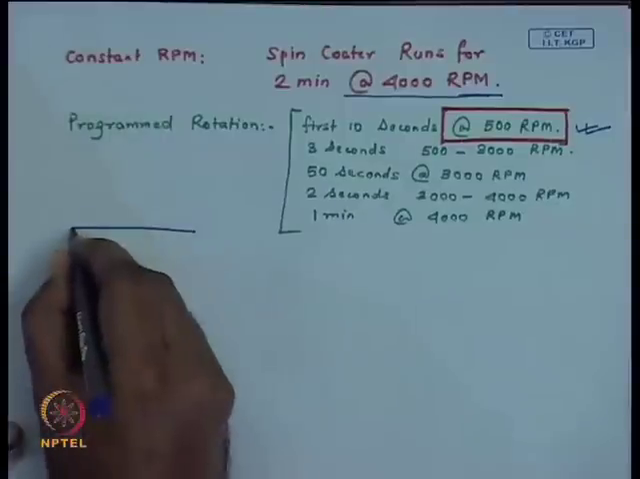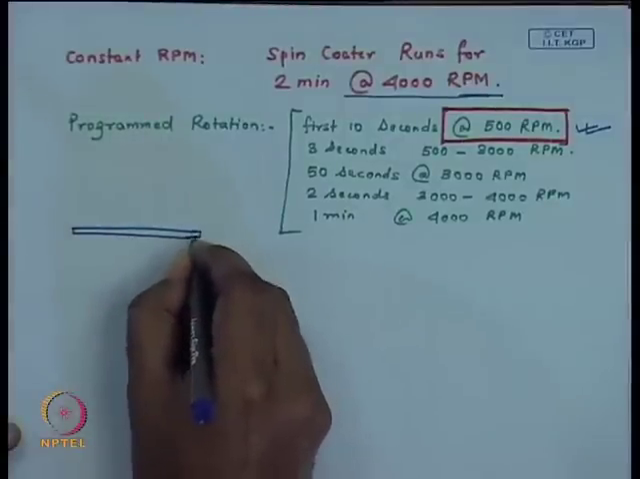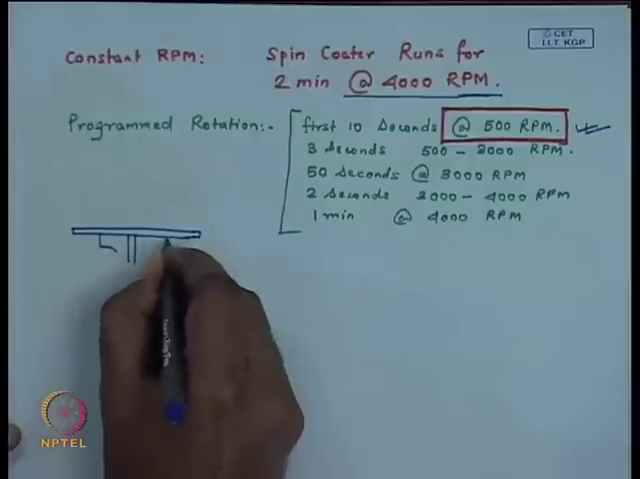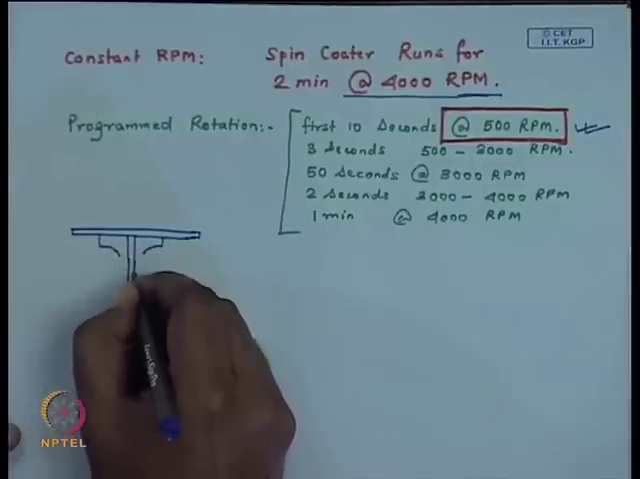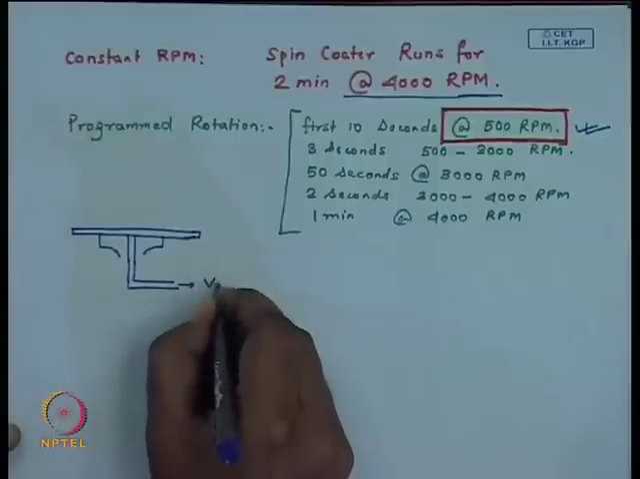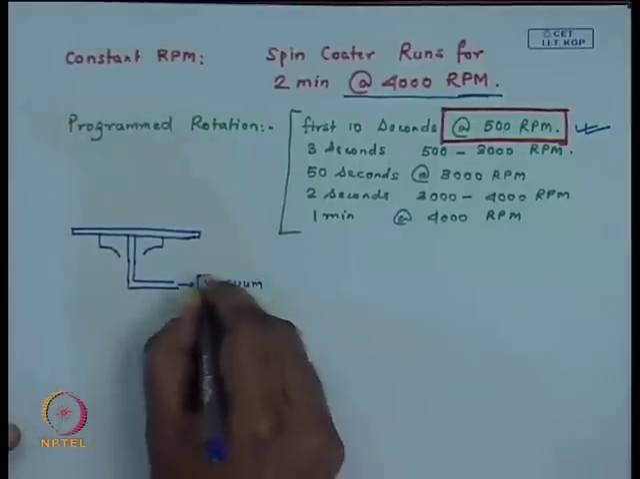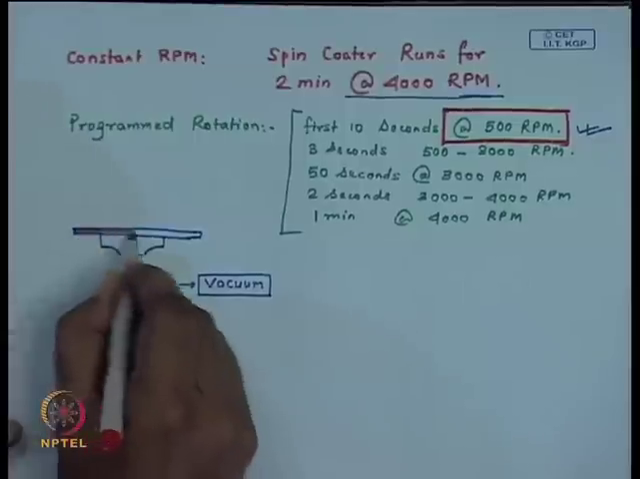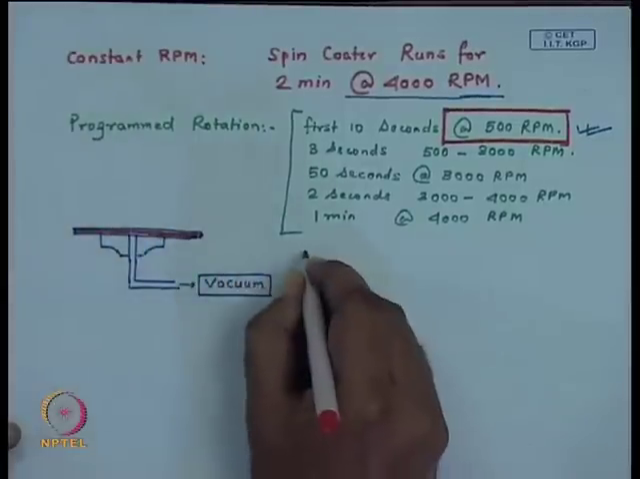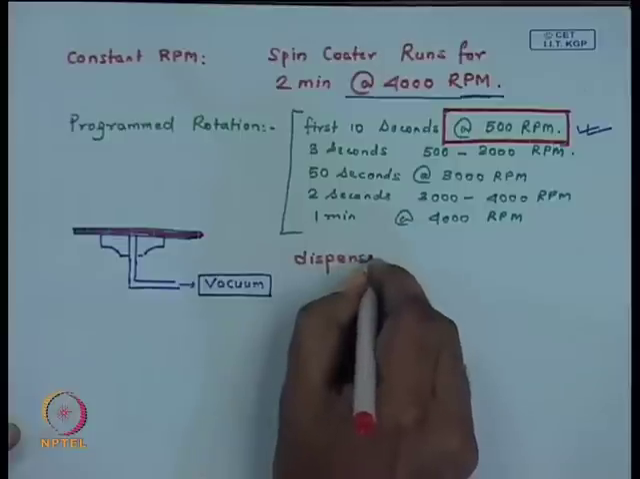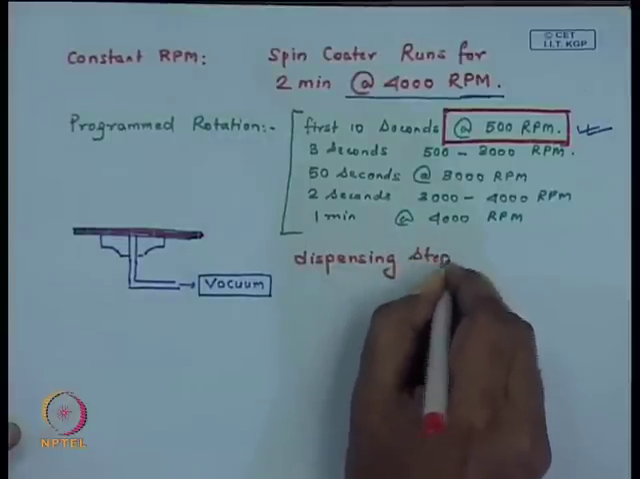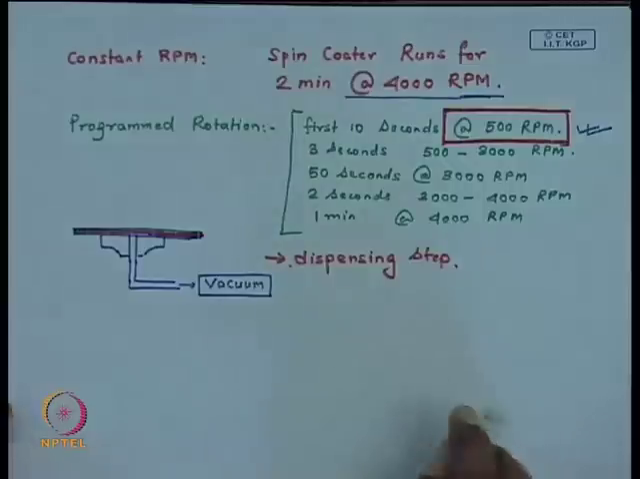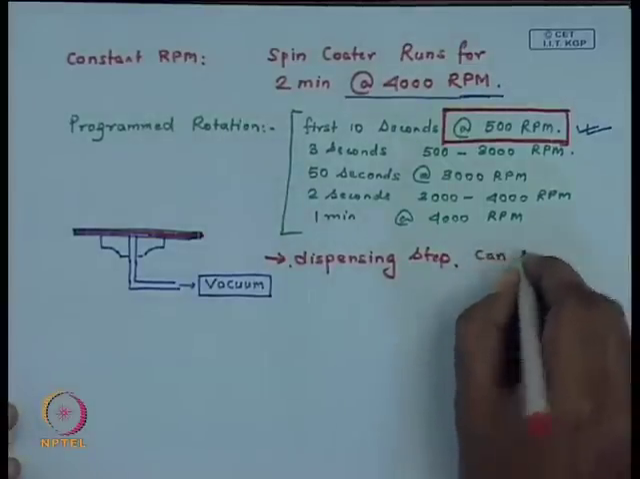The other important thing I would like to point out, again from the operational standpoint, is that once you place your wafer or substrate on the chuck, this is the vacuum line which is holding on to the chuck, this is your substrate. As I told you, the dispensing step, and this I can tell you from my own experience also, can also become very important.